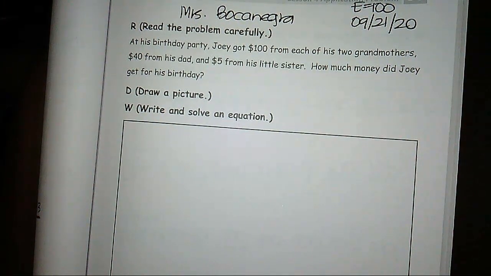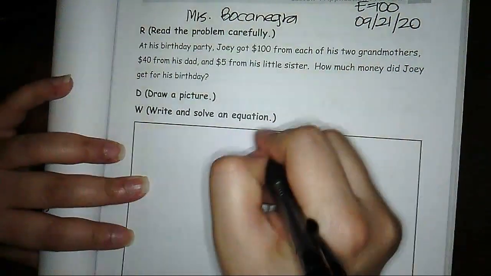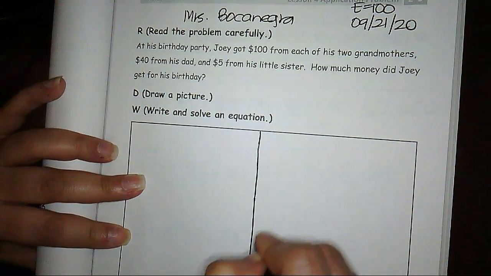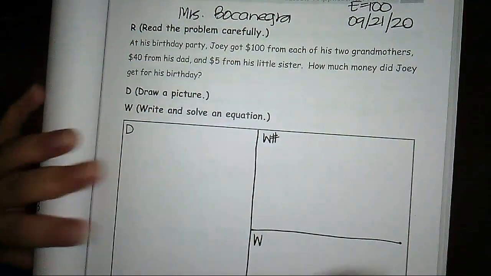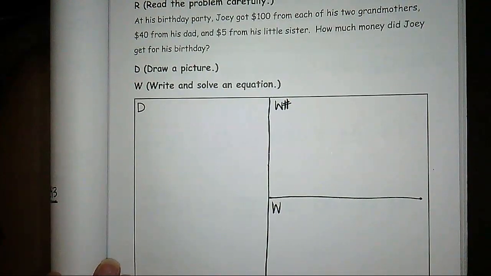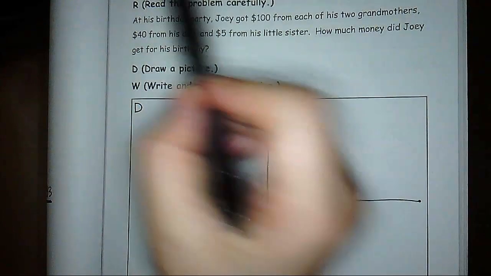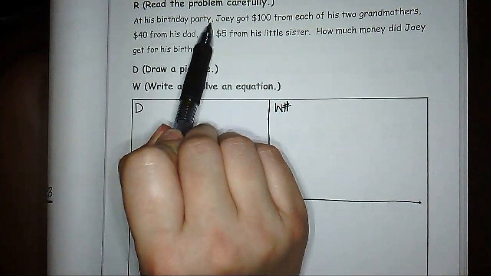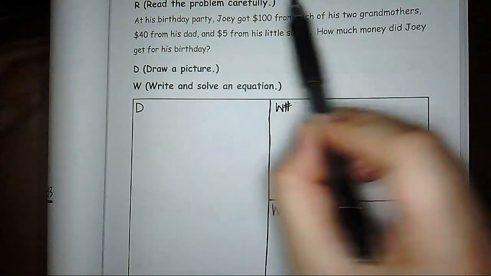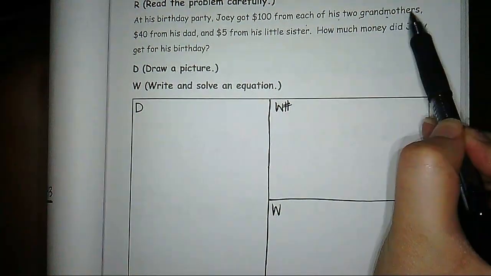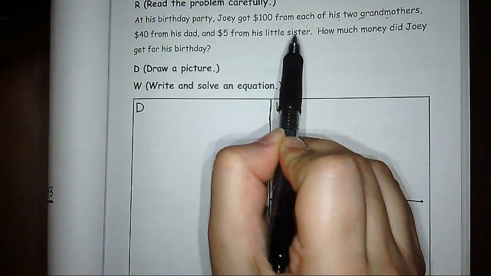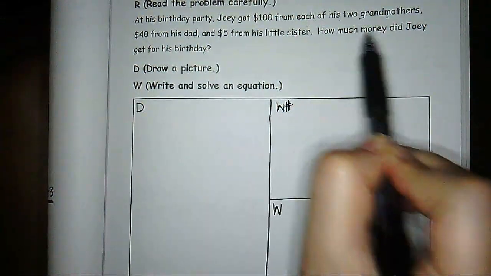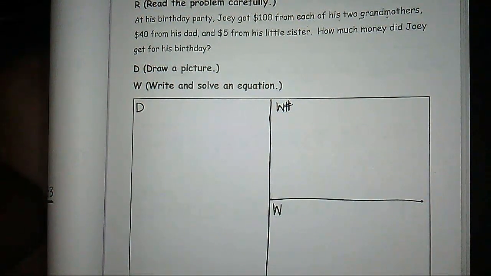Automatically, I see a word problem, so I need to do my RDW chart: Read, Draw, Write a number sentence, and write a word sentence. So I'm going to read it because nobody's able to read it in the class. It says, at his birthday party, Joe got $100 from each of his 2 grandmothers, $40 from his dad, and $5 from his little sister. How much money did Joe get for his birthday?